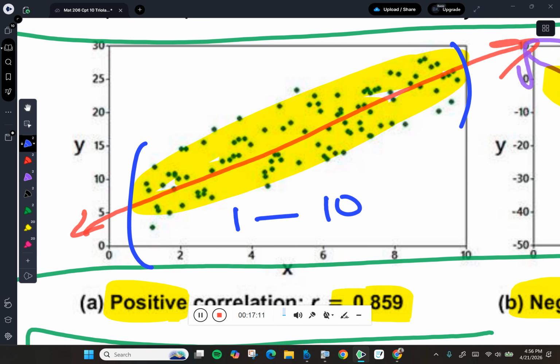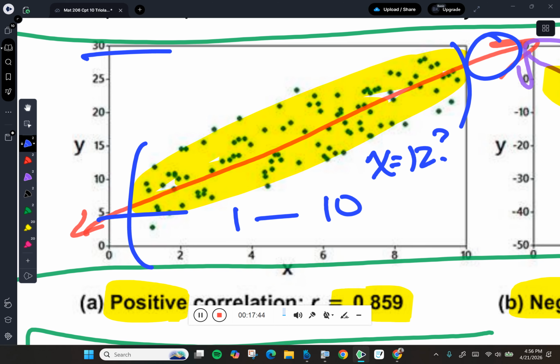And those X values from 1 to 10 are seemingly giving us Y values from about 5 to about 30. But what if X was 12? What would be the Y value associated with that? I don't have any data out here at 12. But if I knew the equation of that line, could I take that line out to 12 and find a prediction for Y when X was 12? That's my goal. I want to be able to do that.